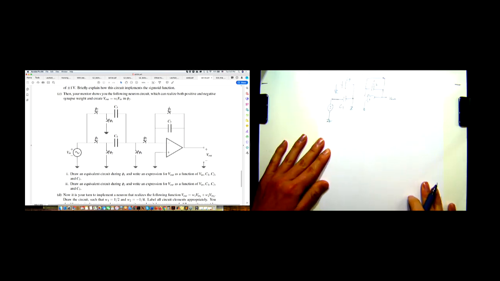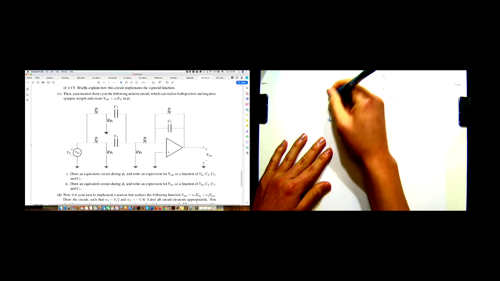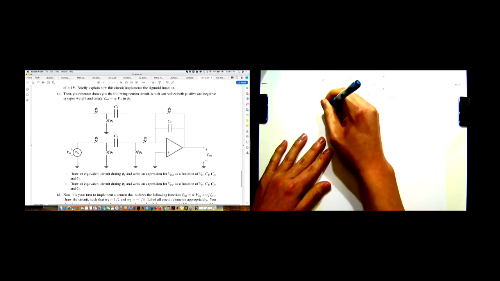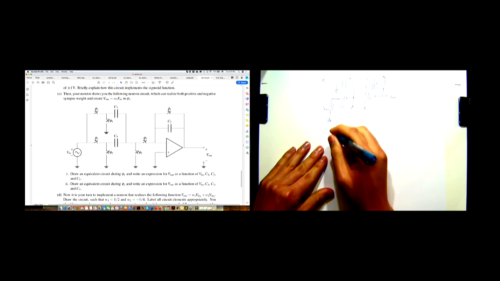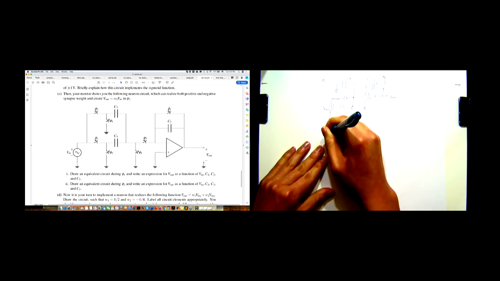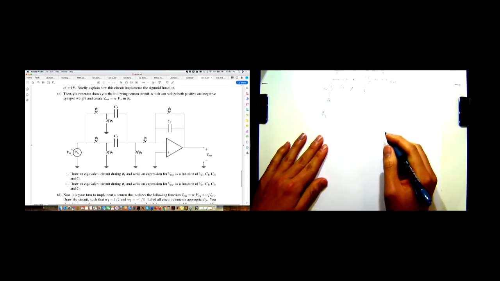So that resets the charge on C2. So it discharges C2 during phase 1. All right, so now I'll draw the circuit in phase 2.